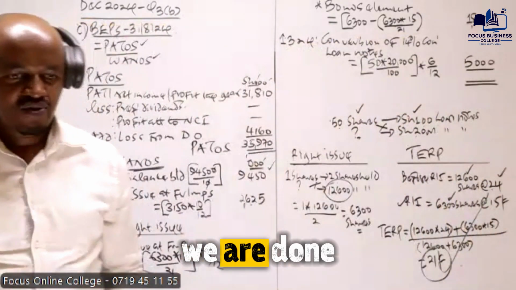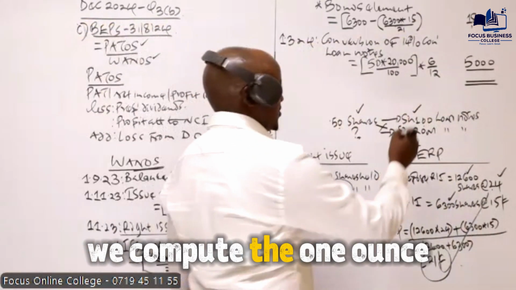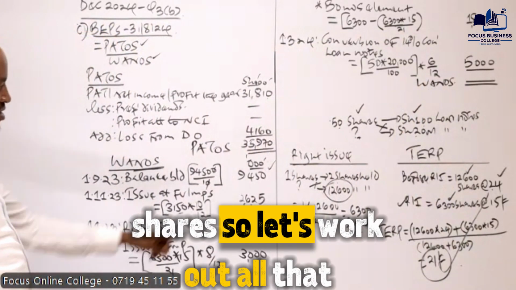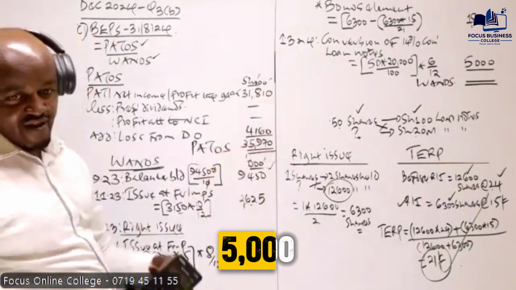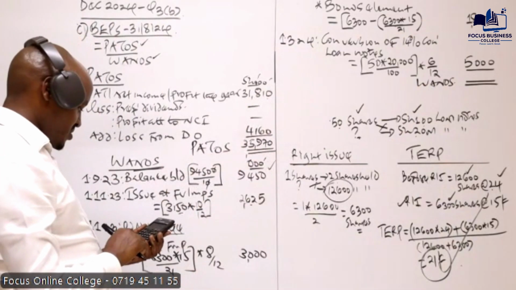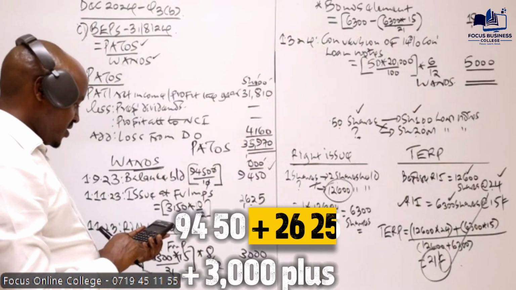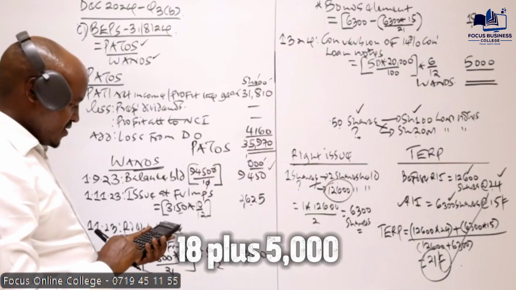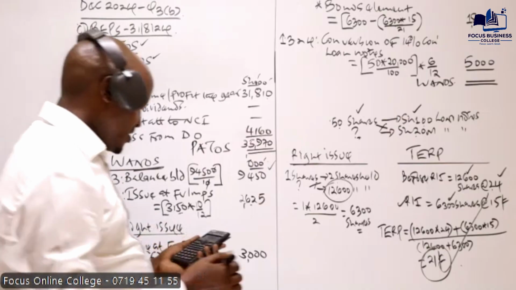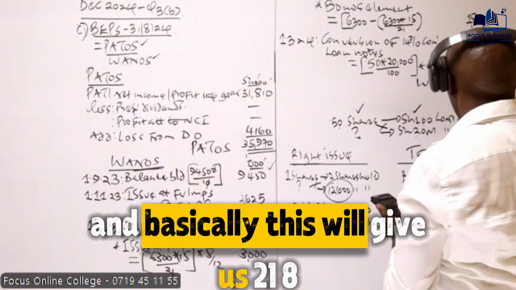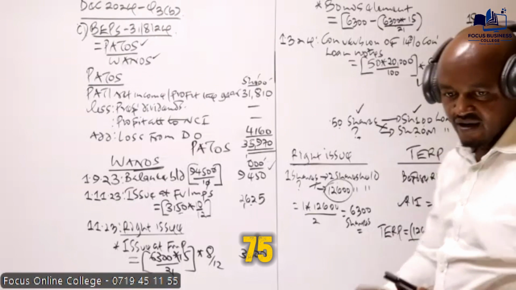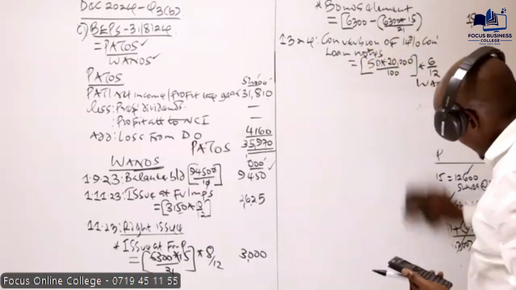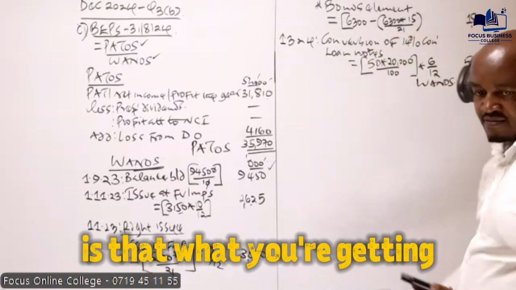So what we need to do now is compute the weighted average number of ordinary shares. So let's work out all that. We add all these values from 94.50 to 5,000: 94.50 plus 26.25 plus 3,000 plus 1,800 plus 5,000. And basically, this will give us 21,875. Are you getting that value? Is that what you're getting?